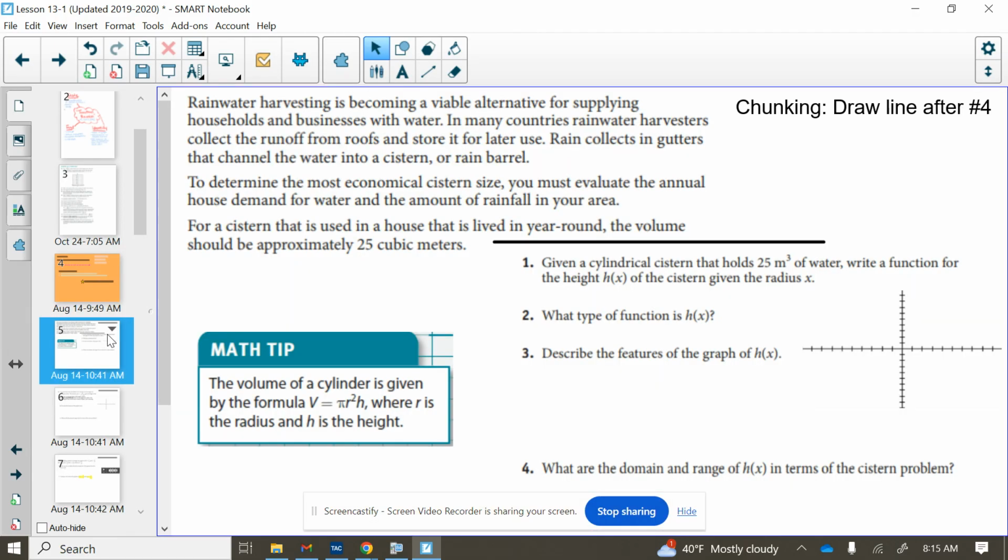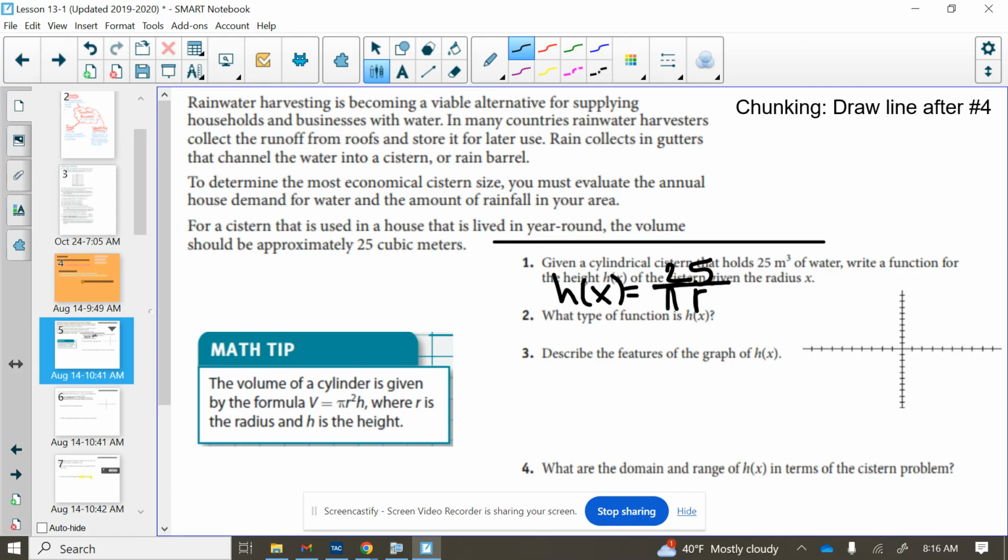So if we look on page 167 in our books, we see this problem about a cistern, or a large cylindrical tank, and they're looking to find the height of it, the function h of x, if it's holding 25 meters cubed of water. So when we write this function for this cistern, h of x is going to be our function this time. We would take 25 and divide it by pi r squared to help us find that ratio for the height.